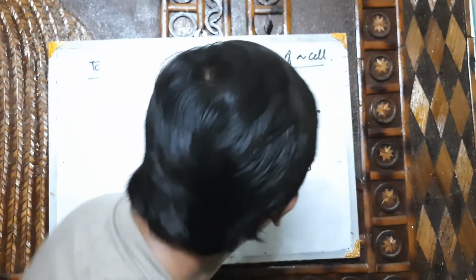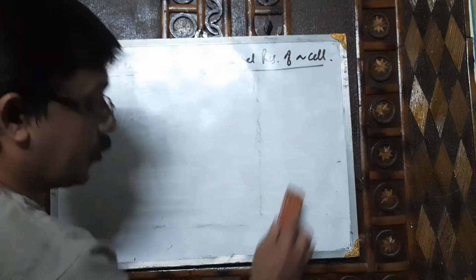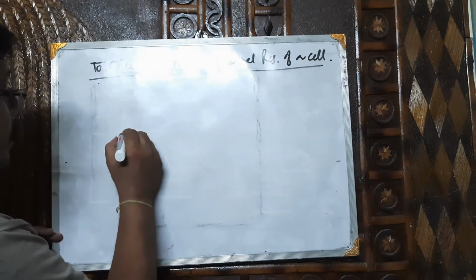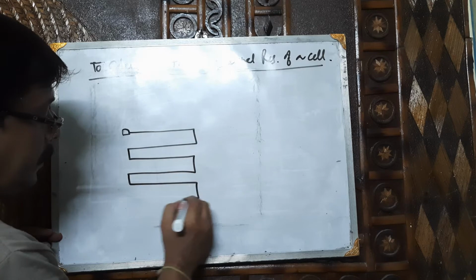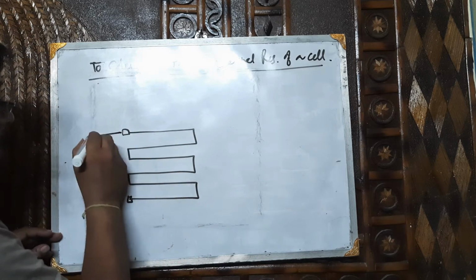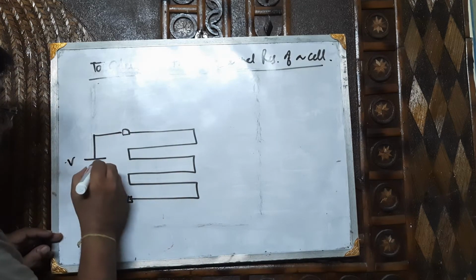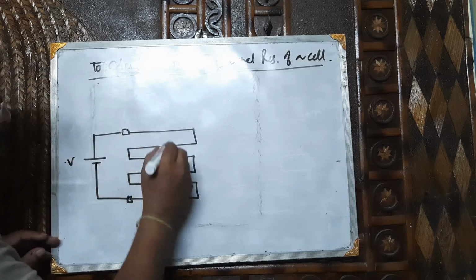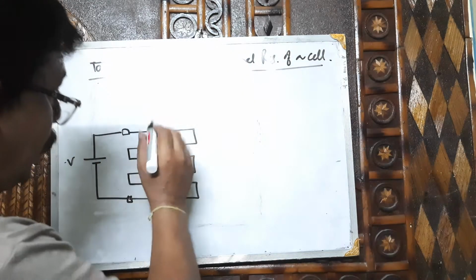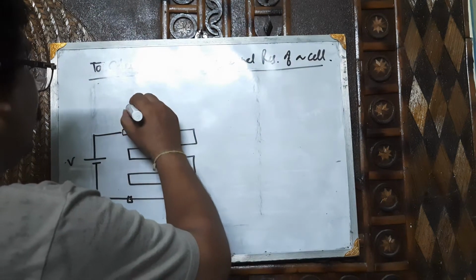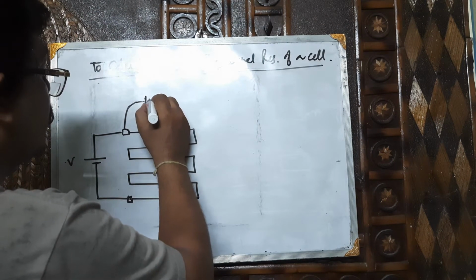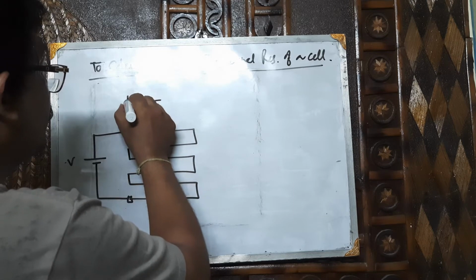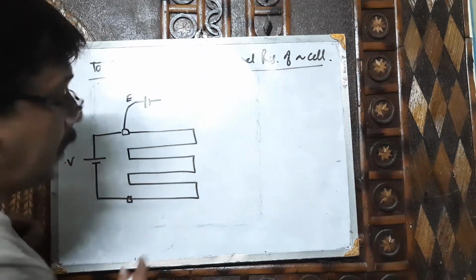Just see the circuit. First of all, take the potentiometer as you have taken previously. This is a potentiometer of any length, with a scale, and you add one battery with it. Suppose the battery voltage V is connected, so this voltage will be dropped over the total wire. Now connect one battery whose internal resistance you have to find out. Its EMF is E.